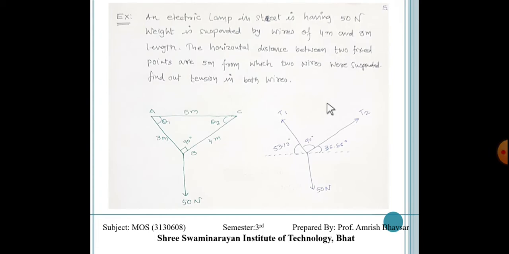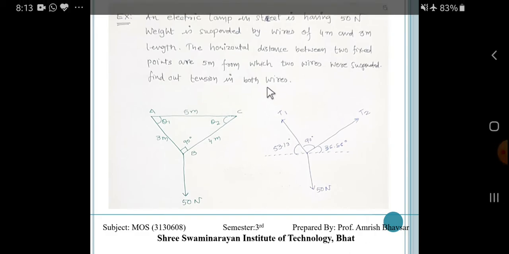Now another case. An electrical lamp in a street having 50 Newton weight is suspended by wires of 4 meter and 3 meter length. The horizontal distance between the two fixed points A and C is 5 meter. This is 5 meter, from which two wires are suspended. It is 3 meter and this is 4 meter. Find out the tension in both wires.